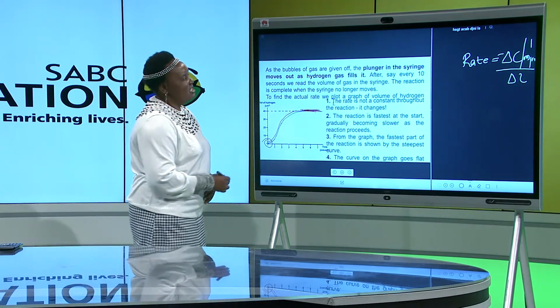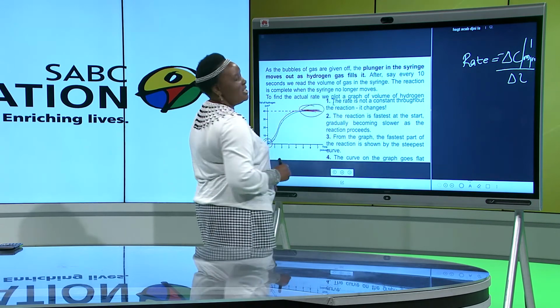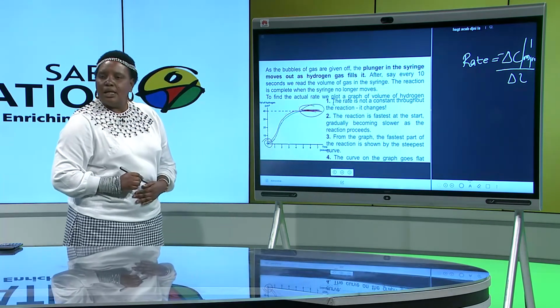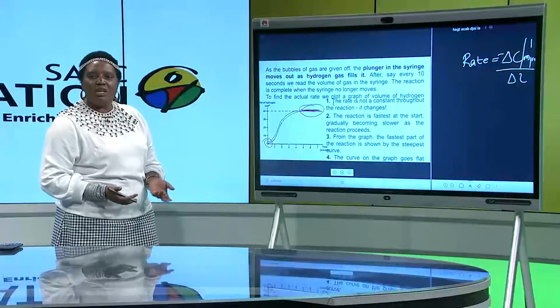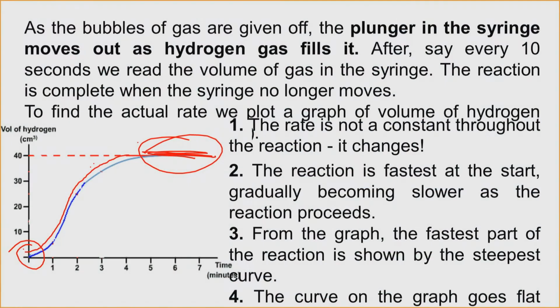In the examination, they can also ask you, what does this part mean? And you must explain. You cannot say, oh, at this point the graph flattened. You haven't explained. The right explanation is to say, at this point, the reactants have been used up. So once the reactants have been used up, the rate of reaction will become 0. It cannot increase, it cannot decrease.